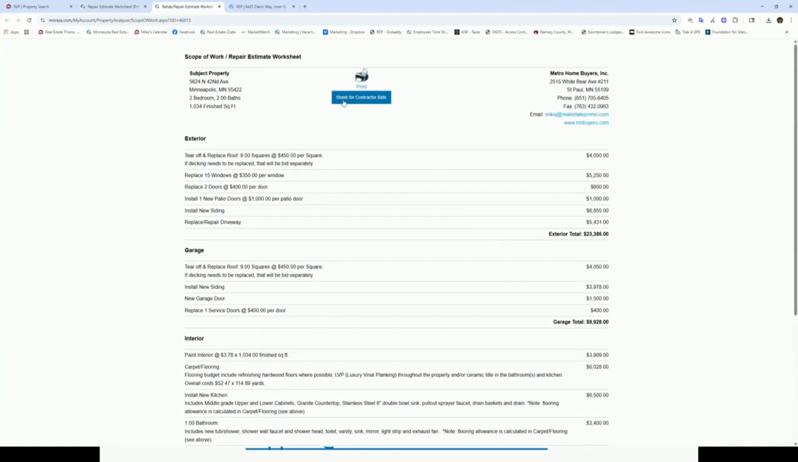Now, the other thing you'll notice, there's a button up here that says blank for contractor bids. The process that we're using is just so that we can get a value of the repair budget, not a detailed breakdown list of what the contractor is going to use for bidding the property, doing their order supplies and all that stuff. This is just so that we can quickly figure out what the value of the repair is going to be so we can calculate our offers.